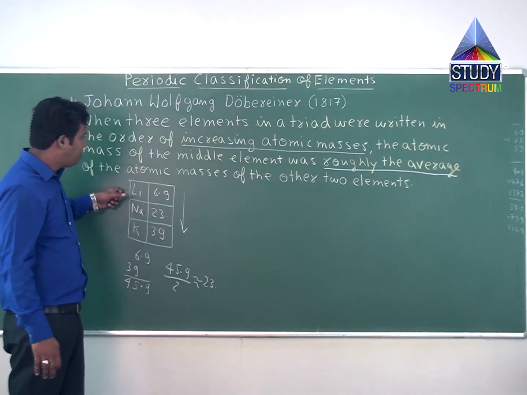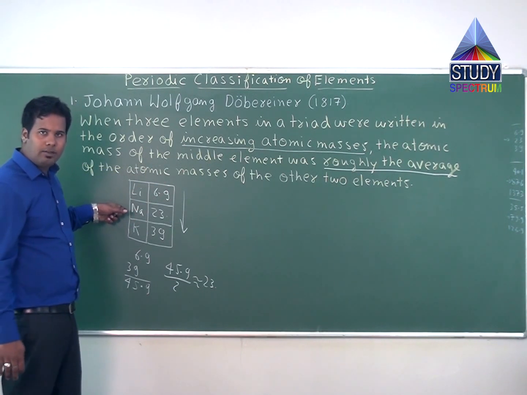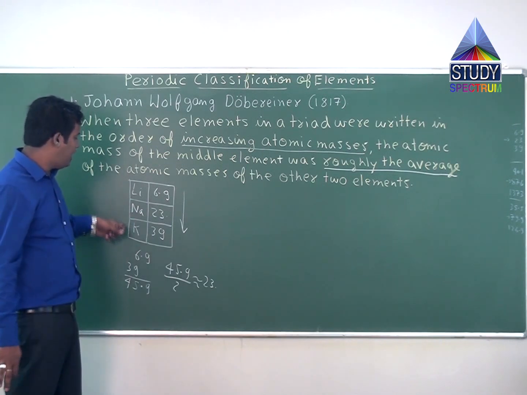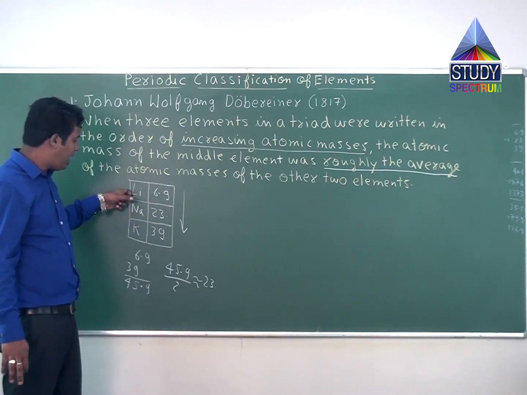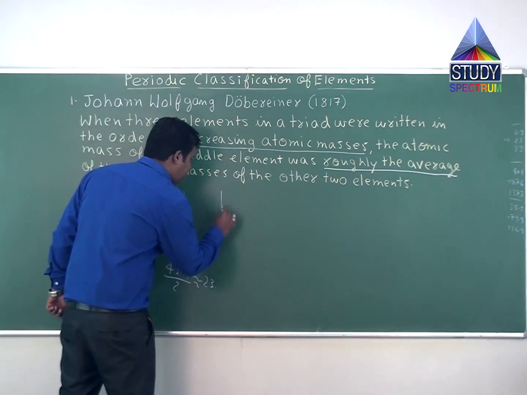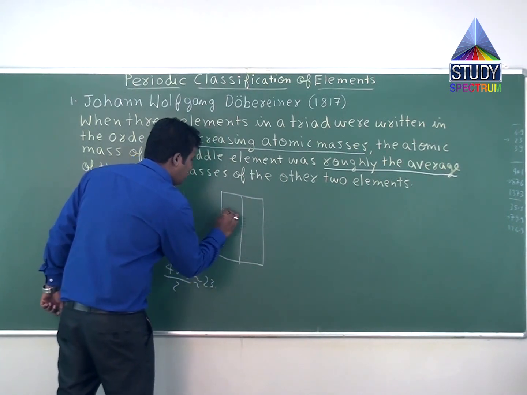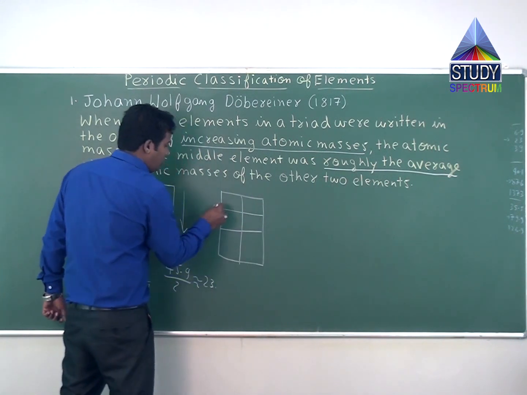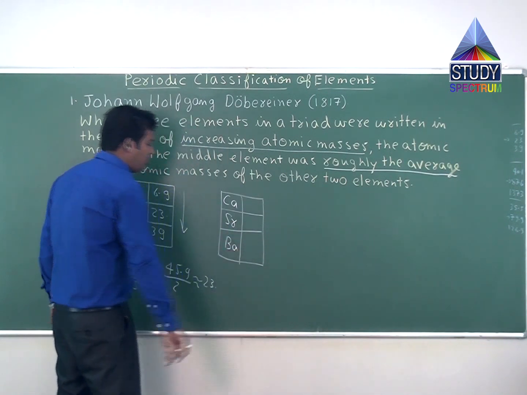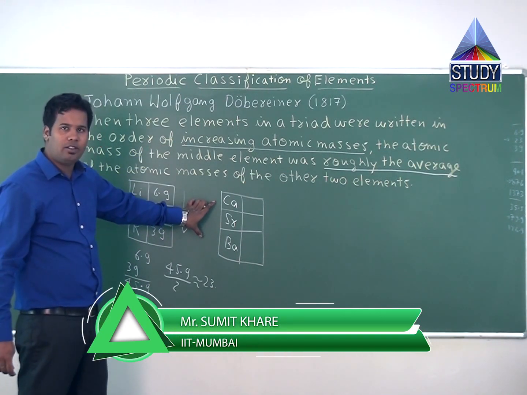Correct? So, if you read this statement again, the atomic mass of the middle element, sodium in this case, first triad, the atomic mass of the middle element was roughly the average of the atomic masses of the two other elements. The second triad he formed was calcium, strontium and barium.